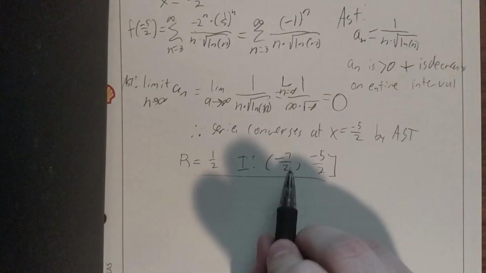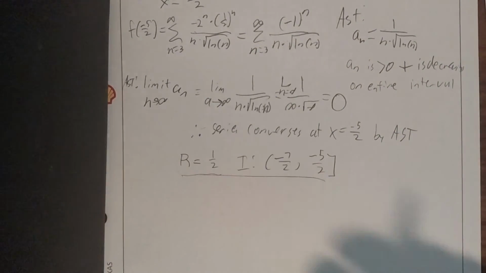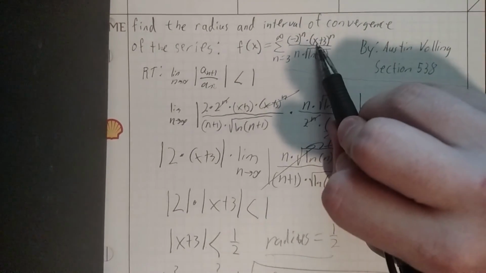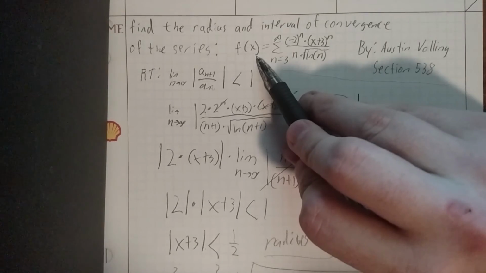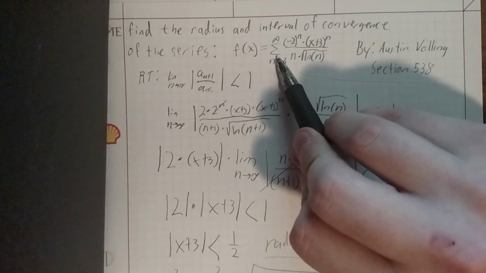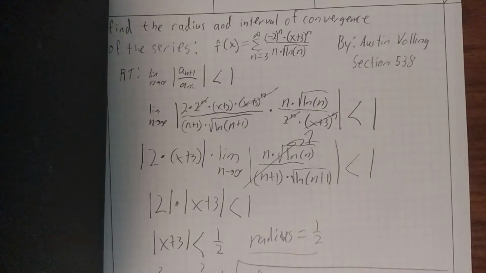So what this means, sorry about that, is that for any x value you plug into this series and into this function, this will come to a finite answer. Otherwise, if you get too far away, it'll diverge and go to infinity.